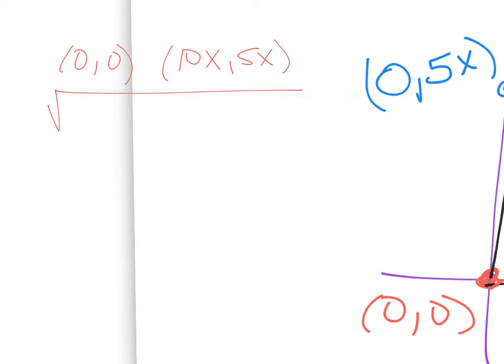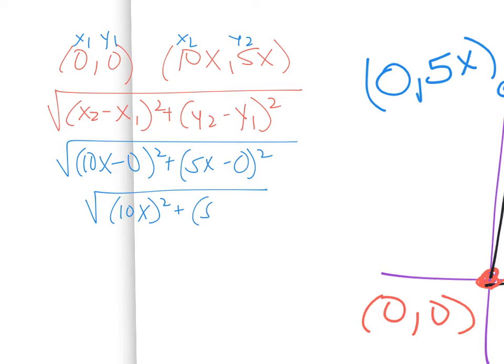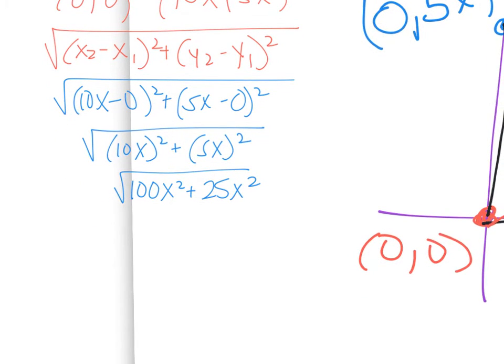So distance formula, square root of x2 minus x1 squared plus y2 minus y1 squared. If this is my x1, y1, x2, y2, then I'd get 10x minus 0 squared plus 5x minus 0 squared. And I'd get 10x squared plus 5x squared, which is 100x squared plus 25x squared, which is the square root of 125x squared.